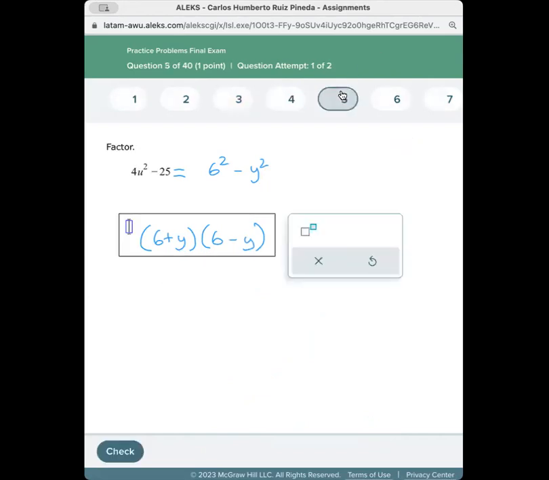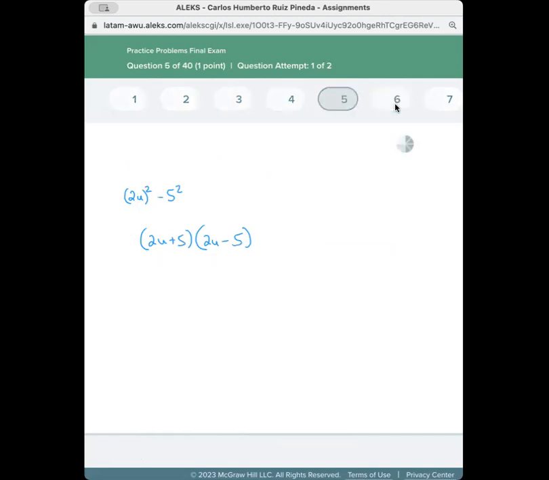Number 5, we notice 4u squared minus 25. This is actually also a perfect square, 2u squared minus 5 squared. So we are going to get by conjugate binomials as well, 2u plus minus 5. Super done.